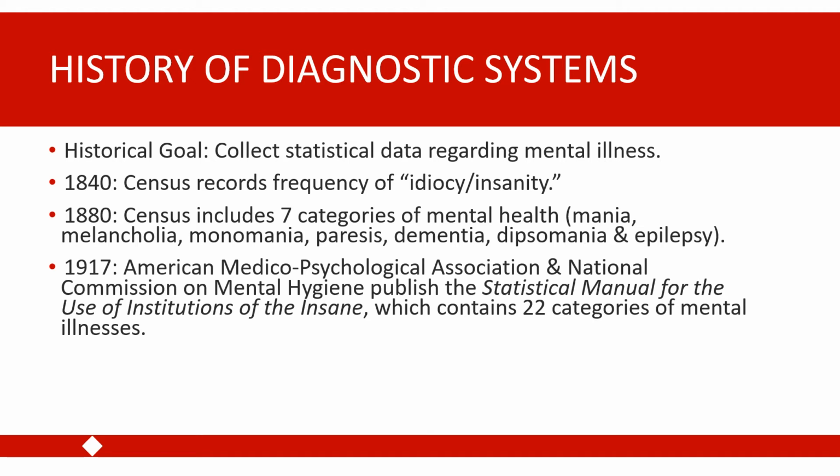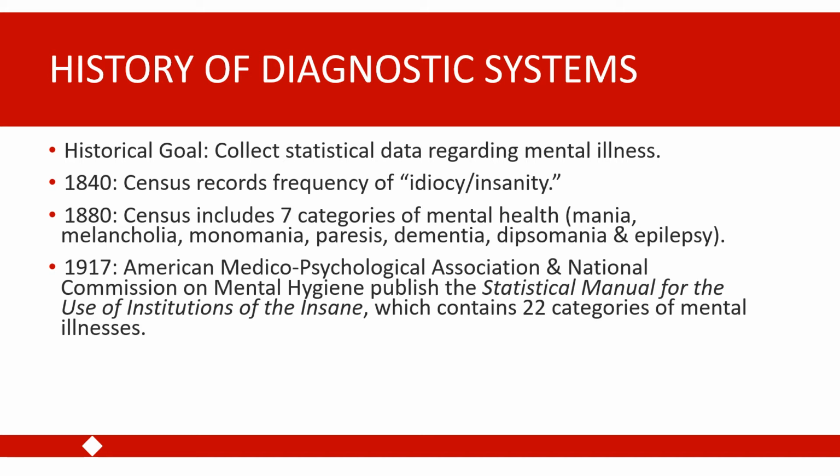In 1917, we have another major advance. As we are heading into World War I, the American Medico-Psychological Association and the National Commission on Mental Hygiene collaborated to publish what was then called the Statistical Manual for the Use of Institutions of the Insane. Here we can see a couple of interesting historical threads coming together. The National Commission on Mental Hygiene is involved.